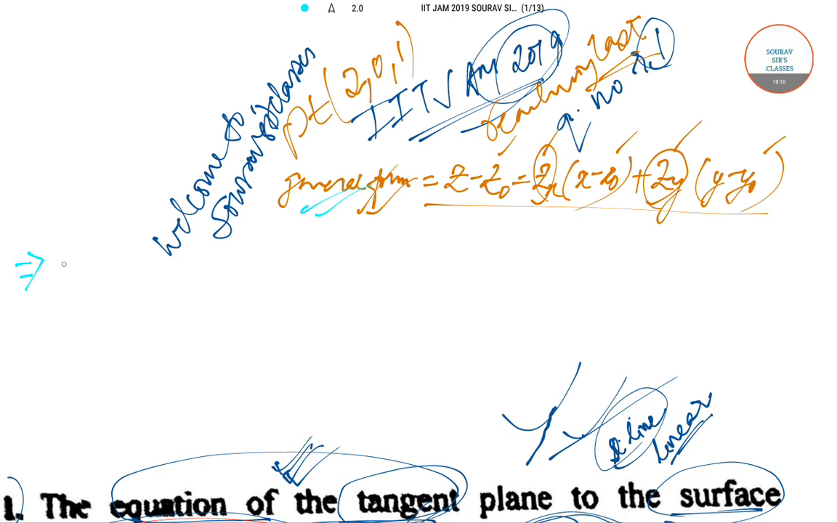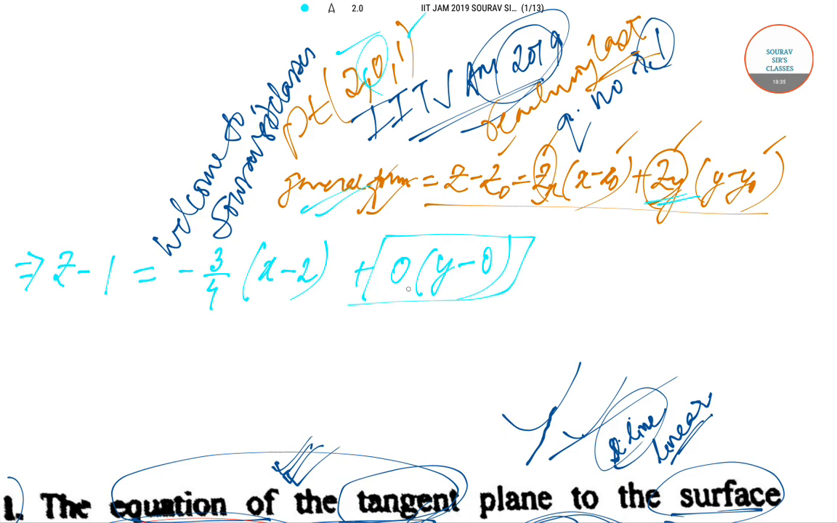So we are putting the value, z minus z naught was 1, so it will be 1 equal to zx. Our zx came to be minus 3 by 4, times x minus x naught, our x naught is 2, so we will put the value 2, plus our zy came to be 0, so we will put the value 0, times y minus 0 because y naught was also 0. So you can see that this part is multiplied by 0, so this entire part will become 0. So what we will be left with is only this part of the equation. So this part is z minus 1 equal to minus 3 by 4 times x minus 2.